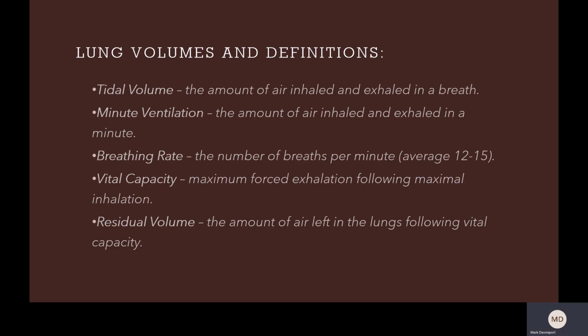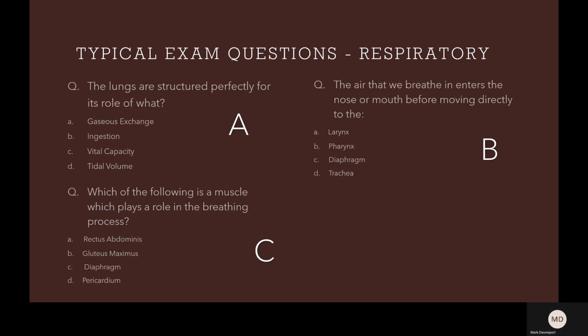So lung volumes and definitions. Tidal volume is the amount of air inhaled and exhaled in one breath. We have something called minute ventilation, which is the amount of air inhaled and exhaled in 1 minute. We have breathing rate, which is the number of breaths per minute, and the average is 12 to 15. Vital capacity, which is the maximum forced exhalation following maximal inhalation. And then we have something called residual volume, and that's what I mentioned before. So it's the amount of air that's left in the lungs following vital capacity. So there's always something left within the lungs to prevent collapse.